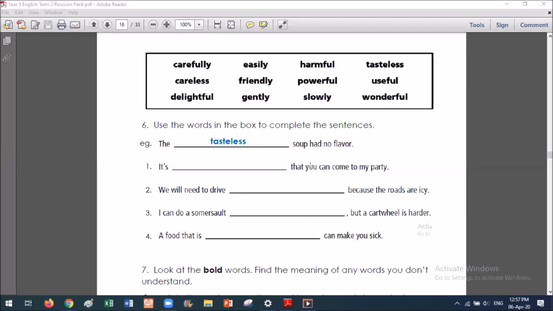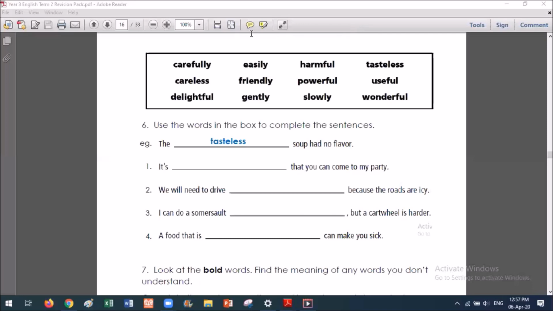It's something or other that you can come to my party. Hello, Mohammed. It's friendly that you can come to my party. Does that sound correct when we read it out? Let's read it out together. It's friendly that you can come to a party? No. Okay, good.